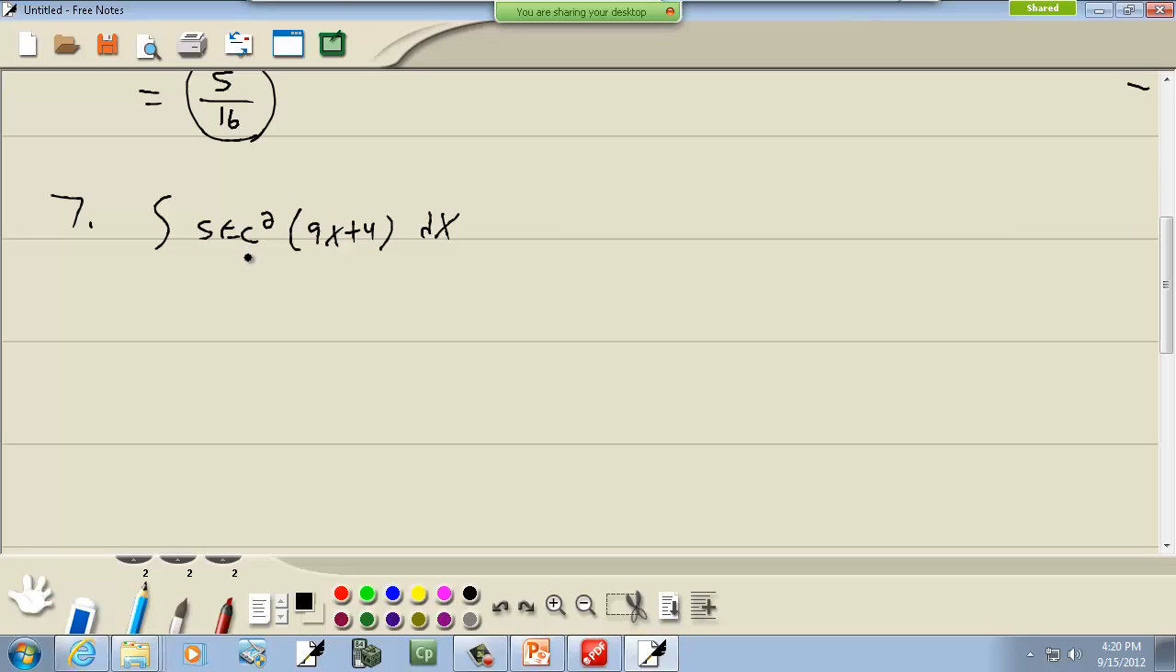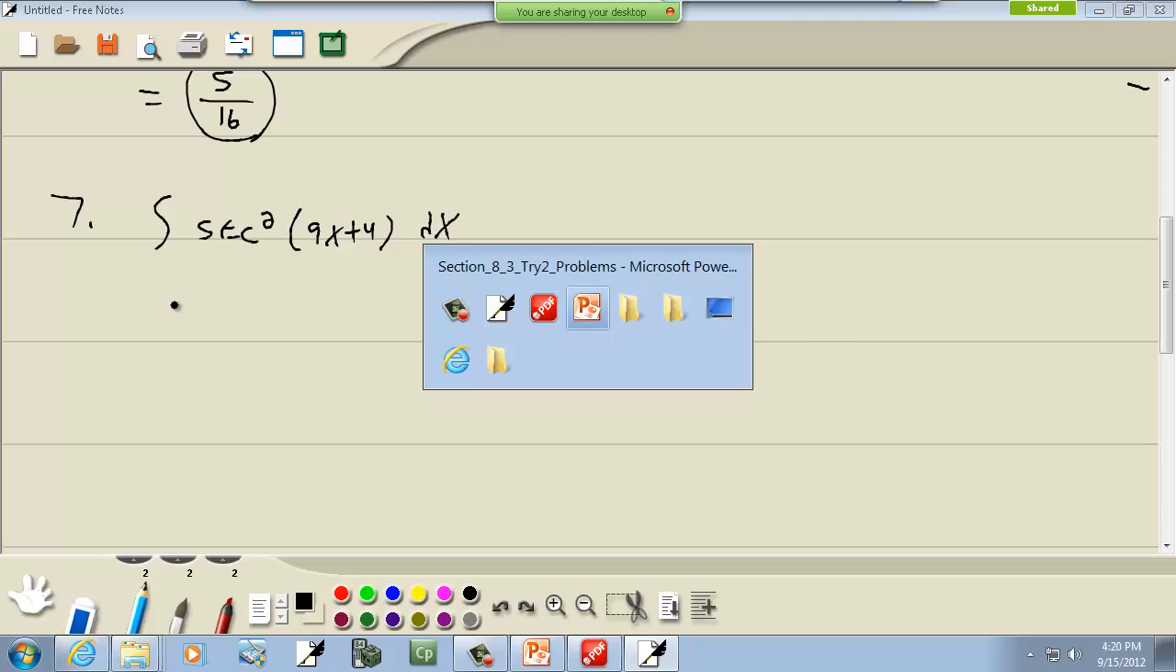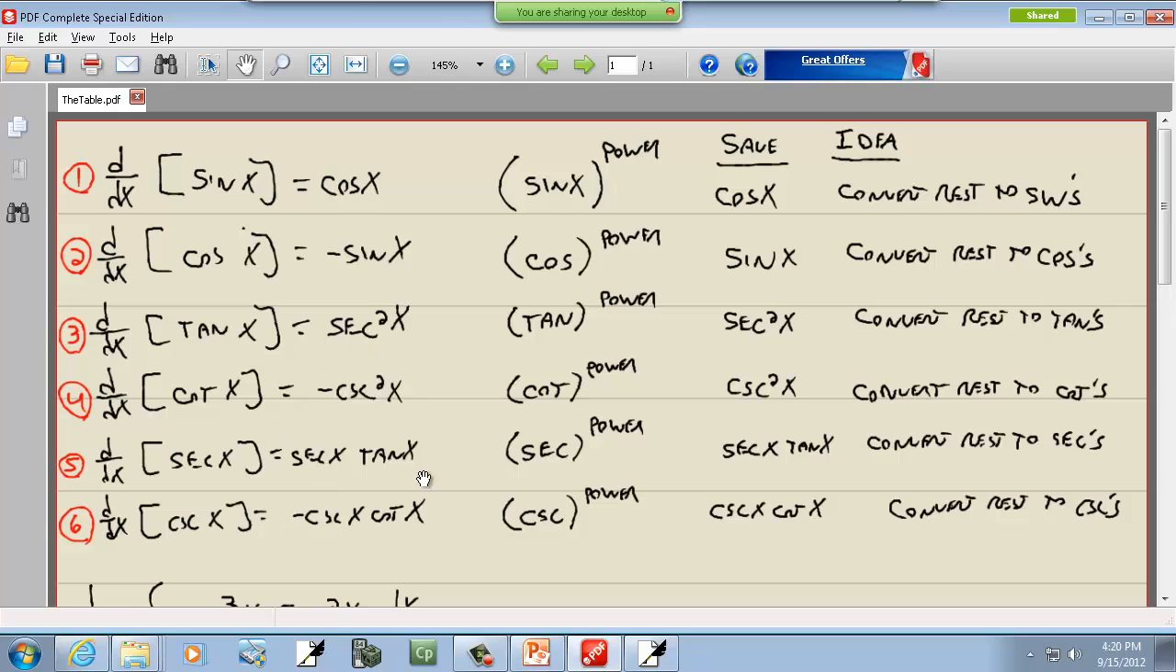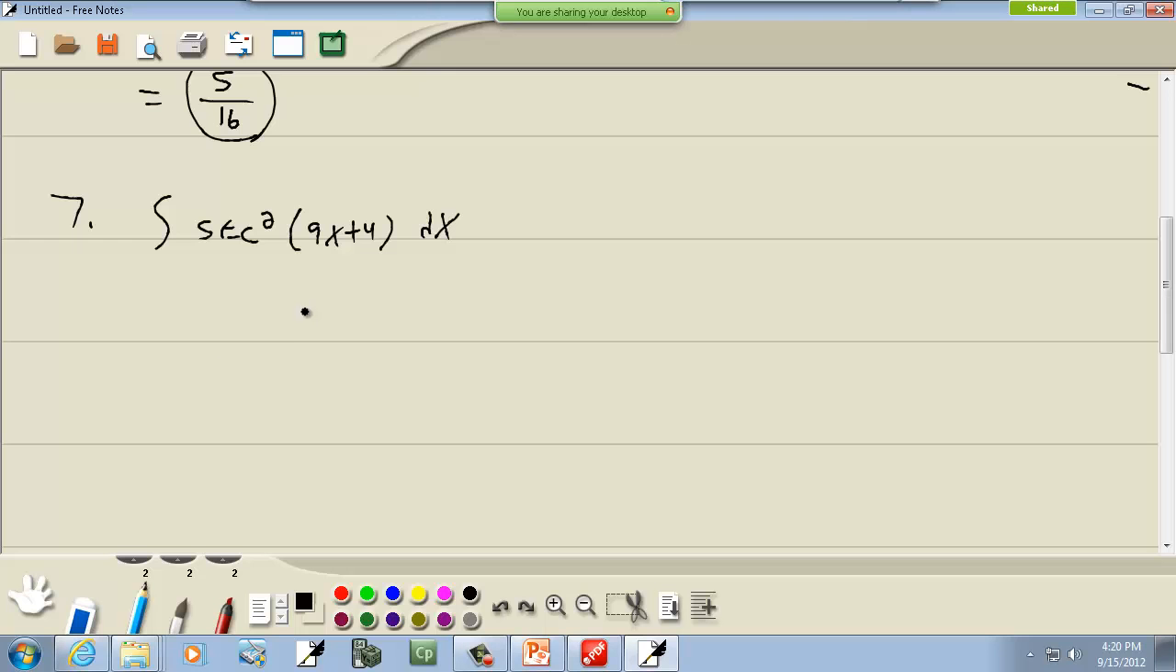But we have a formula. Remember the derivative of tangent. Derivative of tangent is secant squared. So going backwards, the integral of secant squared is tangent x. So we don't have to do that little trick here. This is just a simple u substitution. So we let u equal 9x plus 4. Du would equal 9 dx. So we need a 9 inside, so we'll offset it with a 1/9 out in front.